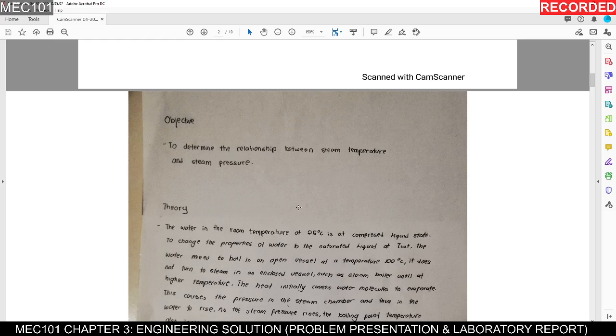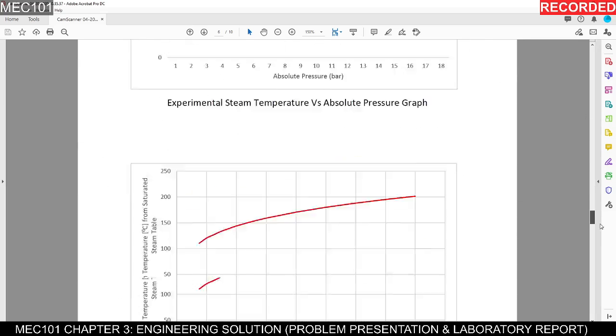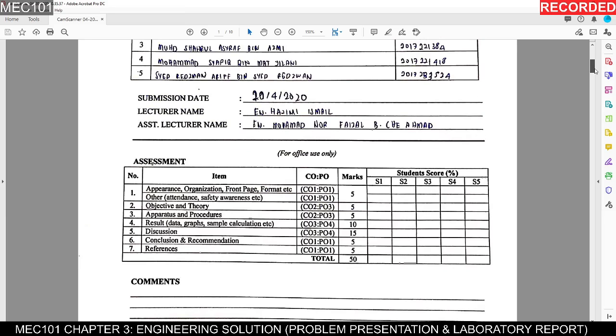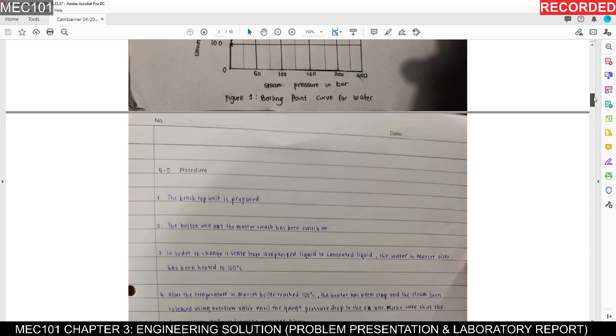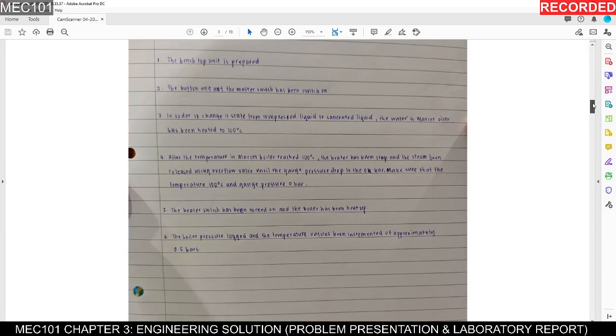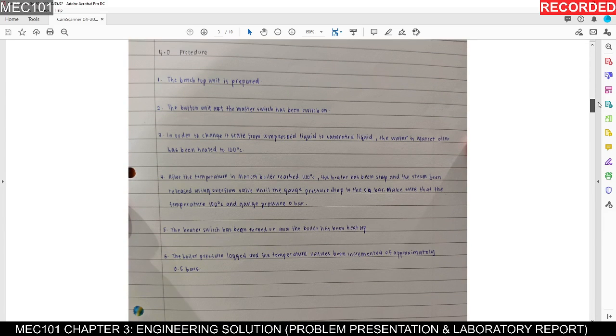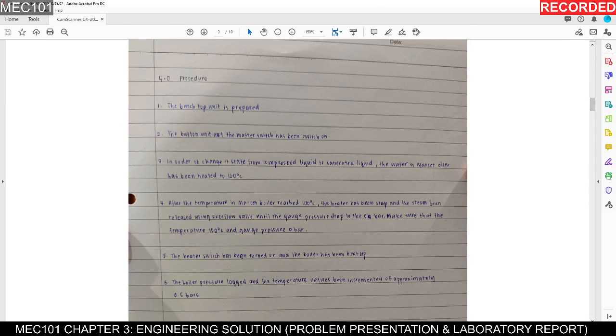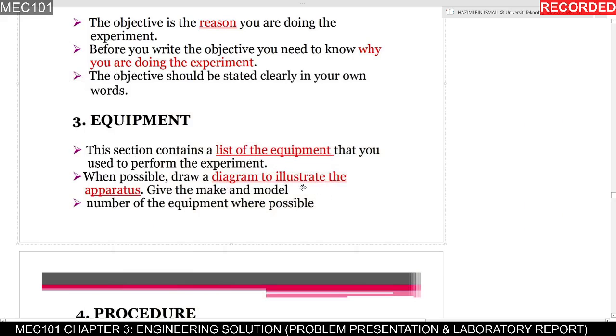Okay, let's say we see this example. Oh, he missed the equipment part. Okay, because the format for these reports put the apparatus in the same section as the procedures. So we see the procedures here. Okay, they didn't draw any equipments or put any diagrams of the equipments. Okay, this is one of the mistakes they did during their lab report writing. Okay, never mind. You should put your list of the equipments, and also you can put the diagram of the equipment itself.